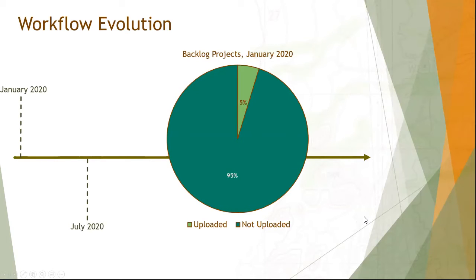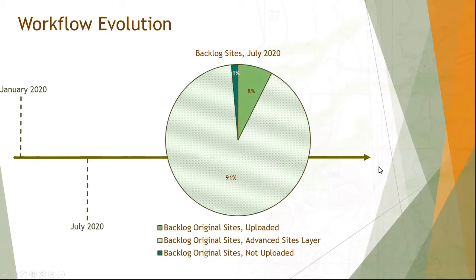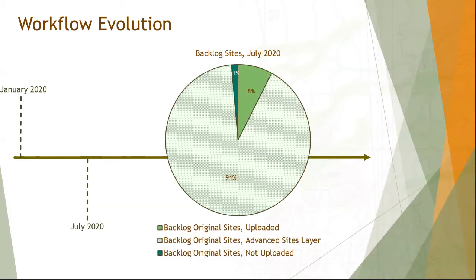So here's our change in progress between January and July of 2020. In terms of projects, we uploaded 6% of our projects. In terms of sites, we went from 35% of our backlog sites in the advanced sites layer to 91%. So that gave us 99% coverage of our sites in at least provisional form. So we could breathe a sigh of relief there that we were at least more or less representing our data set in some form.